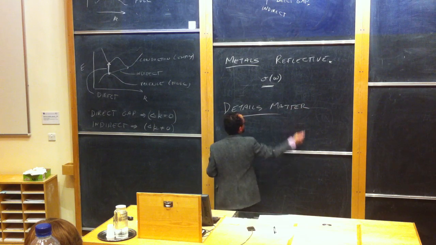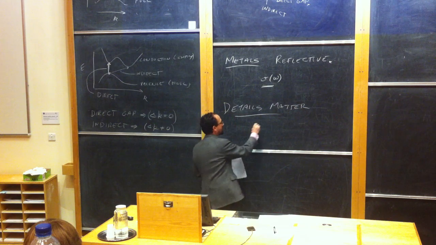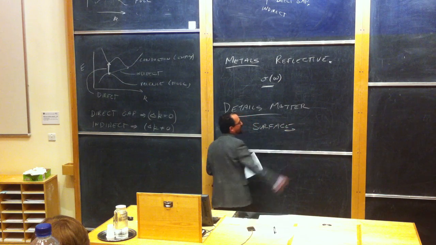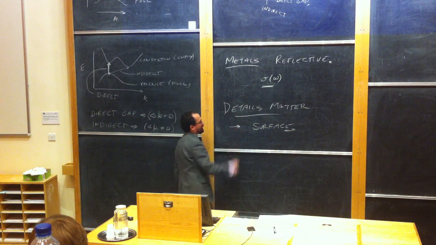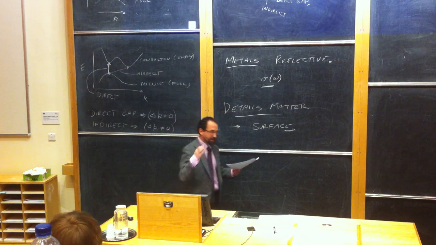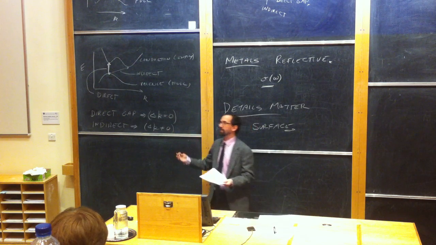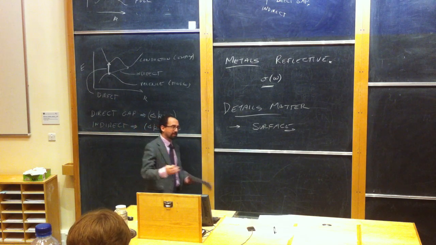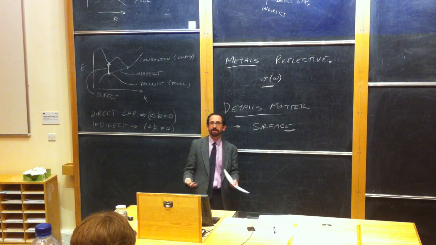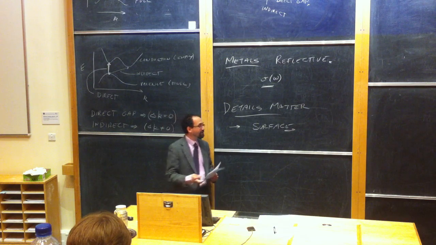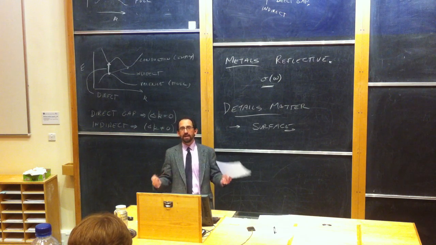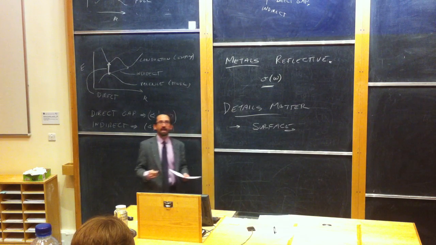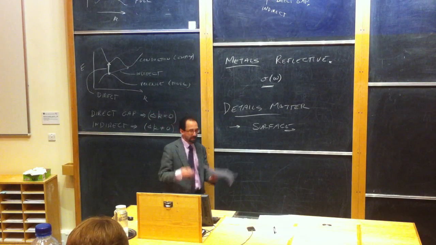And some of the details that matter include the surface of the material. Now, for example, the surface. You know, copper and gold and silver and sodium are all very good metals. But silver and gold are very shiny and reflective, giving them their insane value, whereas sodium looks kind of dark and dismal. And the reason for that has to do entirely with its surface. It's a perfectly good metal.